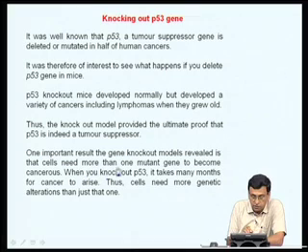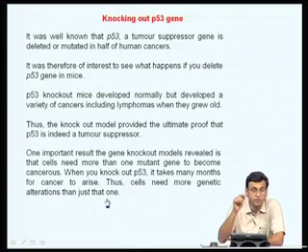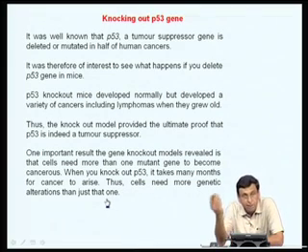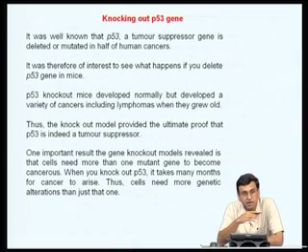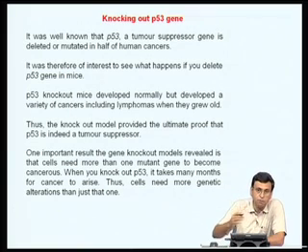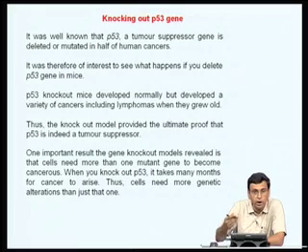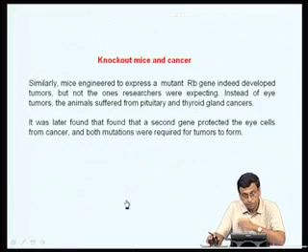One important result the gene knockout models revealed is that cells need more than one mutant gene to become cancerous. When you knock out P53, it took many months for cancer to arise. So cells need more genetic alterations than just one. Although ultimately the mouse developed cancer, in the initial stages of development the mice were pretty normal, although P53 was knocked out. But as they grew older, more and more mutations accumulated, and therefore along with mutant P53 or deletion of P53, other mutations are also required for getting a cancer phenotype.